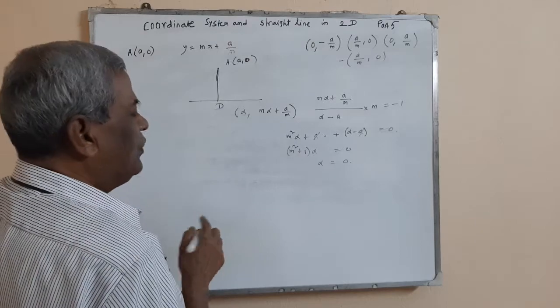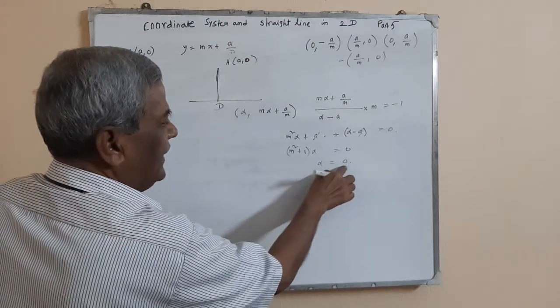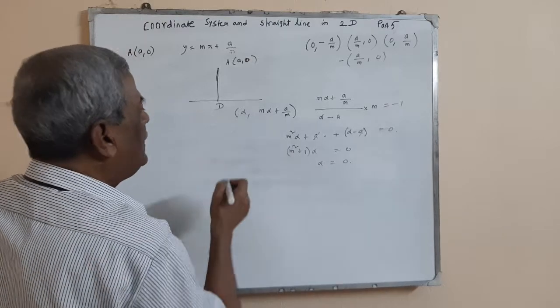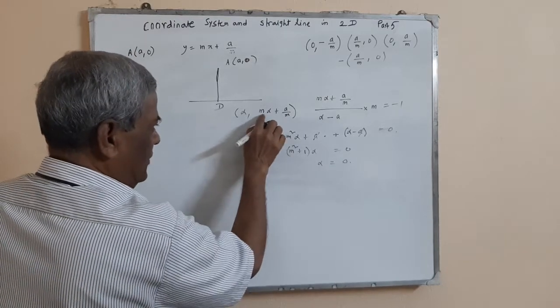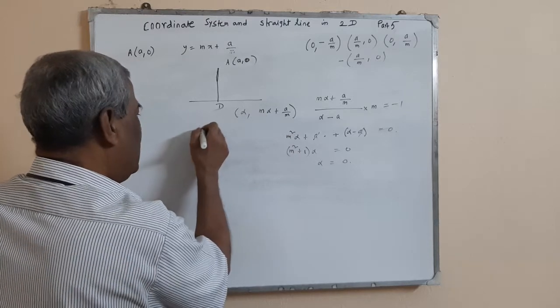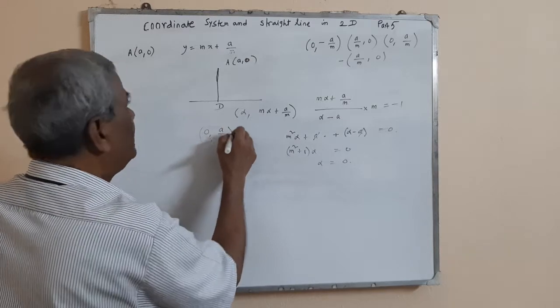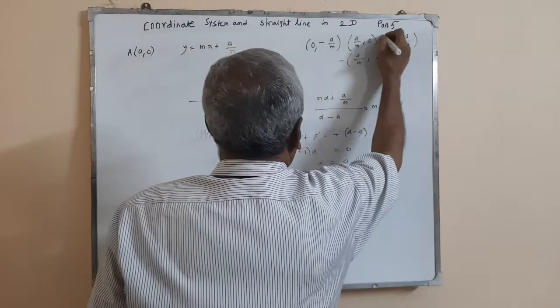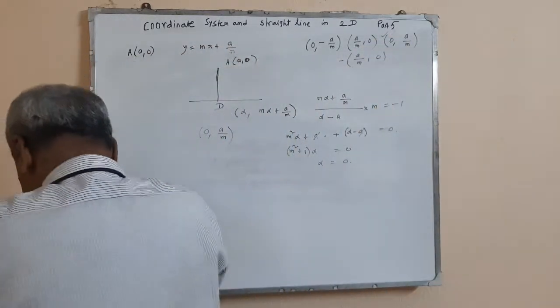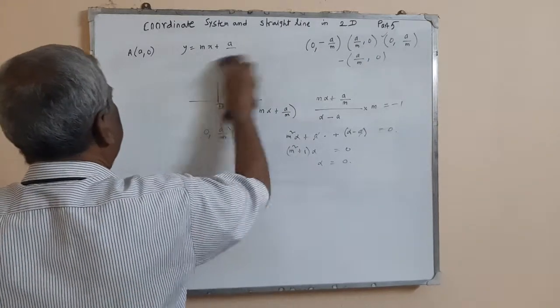So the foot of perpendicular D has x coordinate 0. So the y coordinate, if x is alpha = 0, is a/m. So it is simply (0, a/m). The third option is correct. Now our next problem.